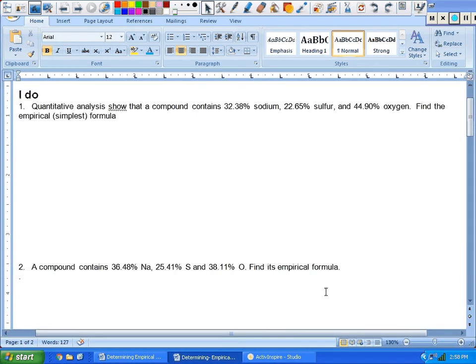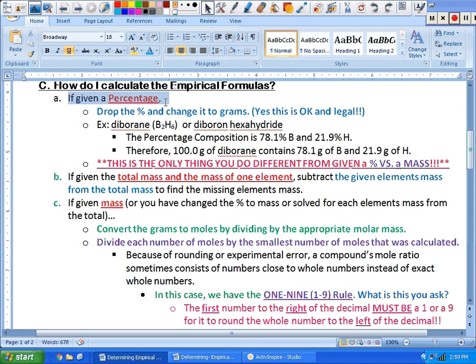Okay? All right, so number 1. It says the quantitative analysis shows that a compound contains 32.38% sodium, 22.65% sulfur, and 44.90% oxygen. And the question is, find the empirical formula. Okay? So, Lily, I'm going to come back over to this and show you, we're going to be right here where it says A, if given a percentage.